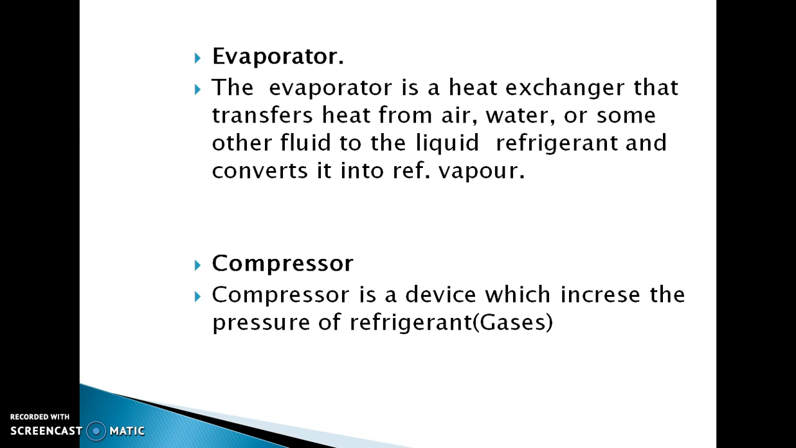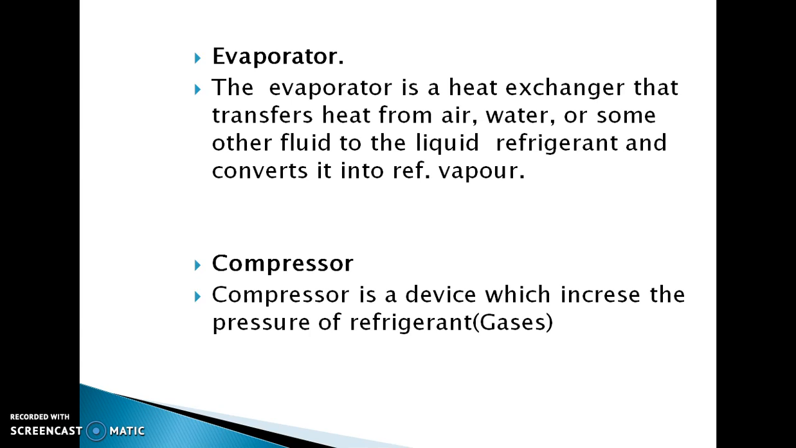The liquid refrigerant, which is coming from the throttling device, is in a low pressure and low temperature state. This liquid refrigerant is passed to the evaporator. The evaporator absorbs the latent heat from the surroundings, and this liquid refrigerant is converted into a vapor refrigerant. So basically, in the evaporator section, we get our cooling effect. The next component is the compressor.